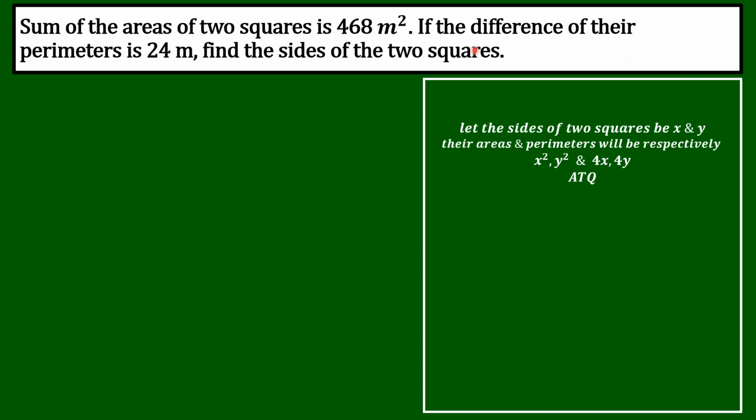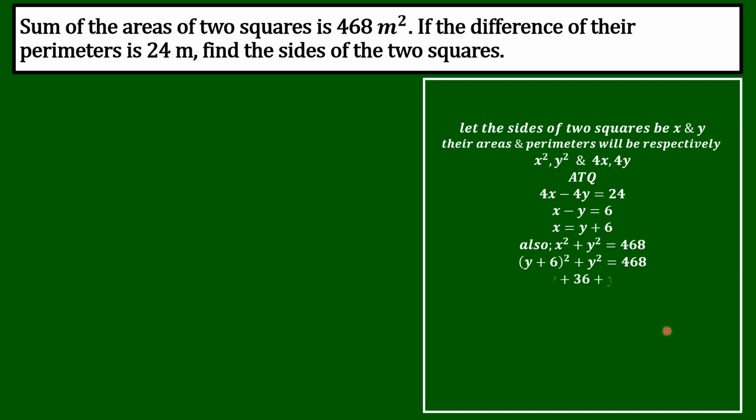Now, according to the question, the difference of their perimeters is equal to 24, meaning 4x minus 4y is equal to 24. Simplifying it, dividing through by 4, x minus y is equal to 6, or x is equal to y plus 6. So what we'll do, we'll replace x by y plus 6 where the sum of the areas, that is x square plus y square, is equal to 468, right? Here we replace x by y plus 6.